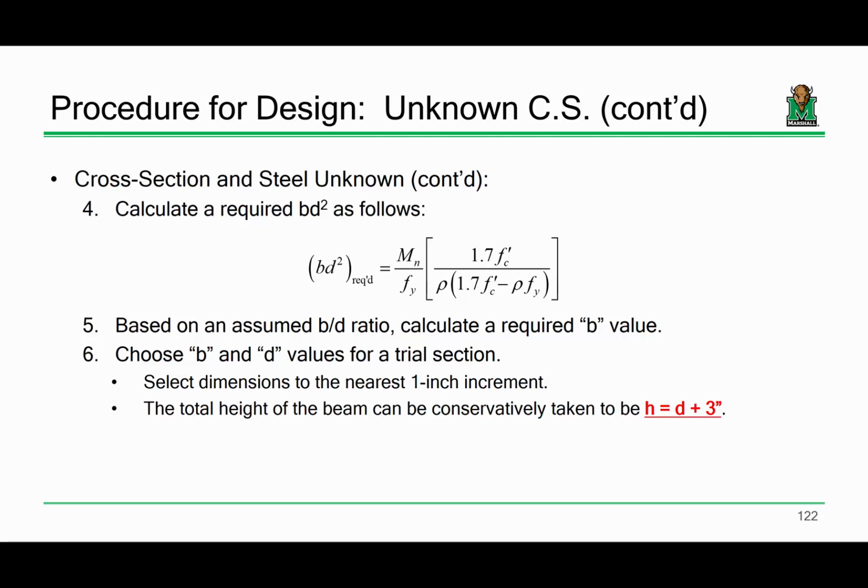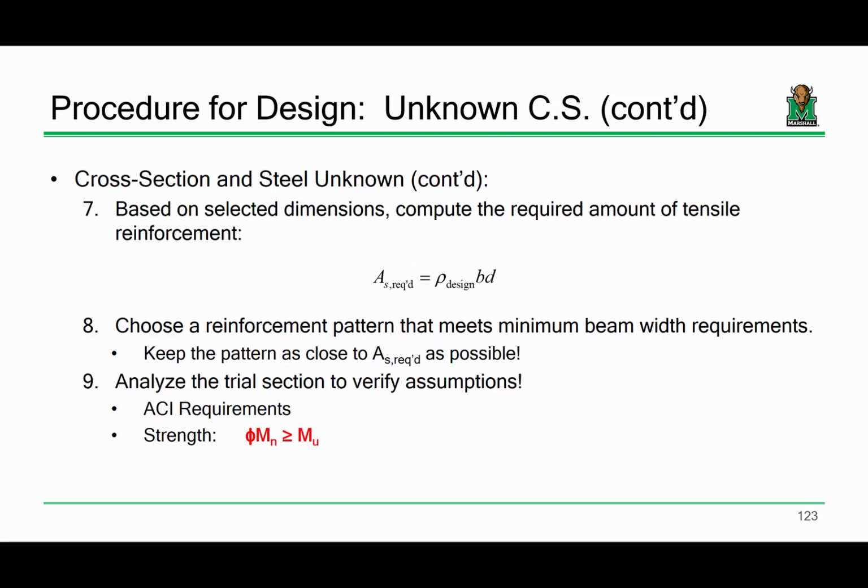So at this point, you know how wide the beam is, how tall the beam is, and the effective depth. The only thing that you don't know is the area of steel. So you're going to take your area of steel required. You're going to compute rho bd. So rho bd will give you the area of steel. Then you're going to have to choose a reinforcement pattern that makes sense. I'm going to show you that here in a second.